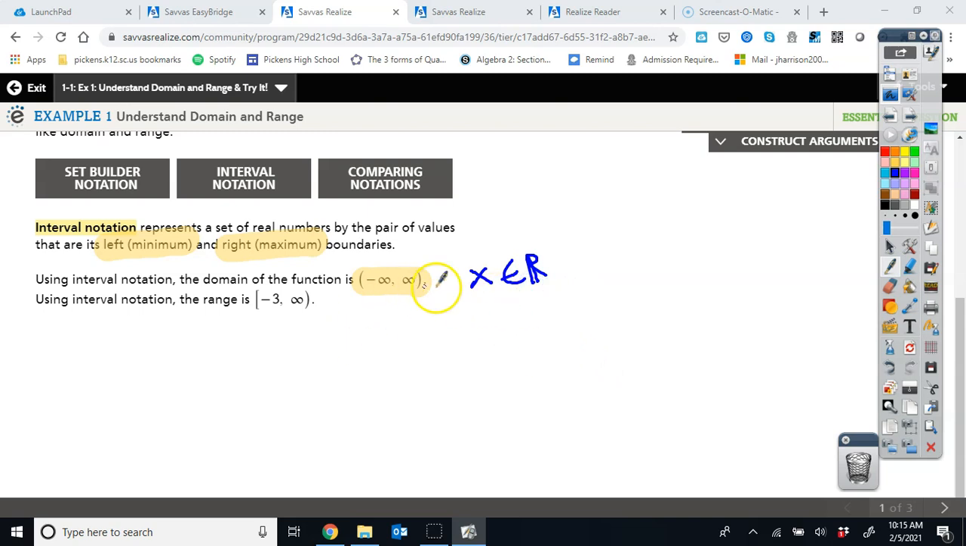Just like we did with set notation a minute ago, we talked about how x can be anything. The tricky part about these is you have to realize that this little parenthesis tells me that it's sort of open-ended, meaning it goes on forever on the end.